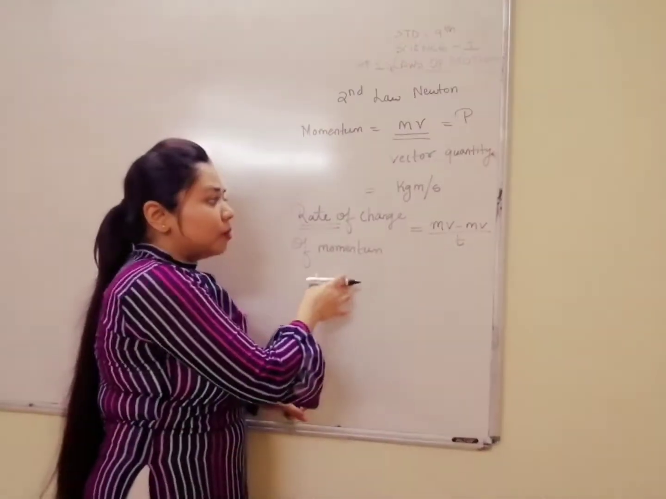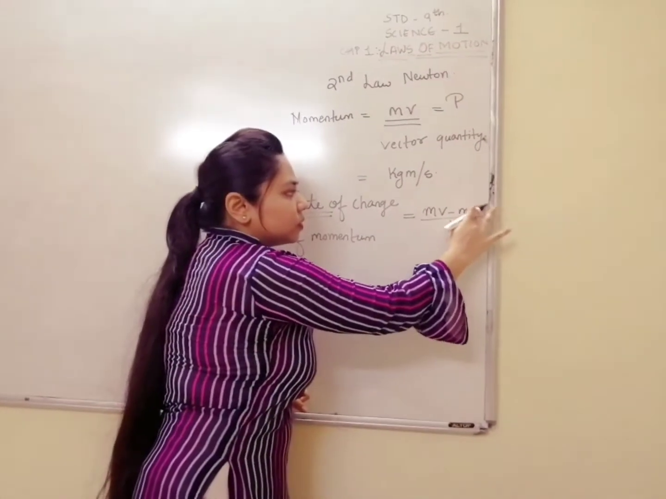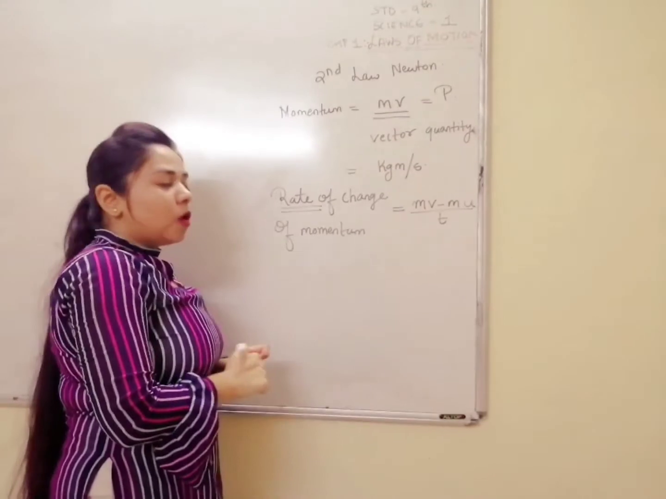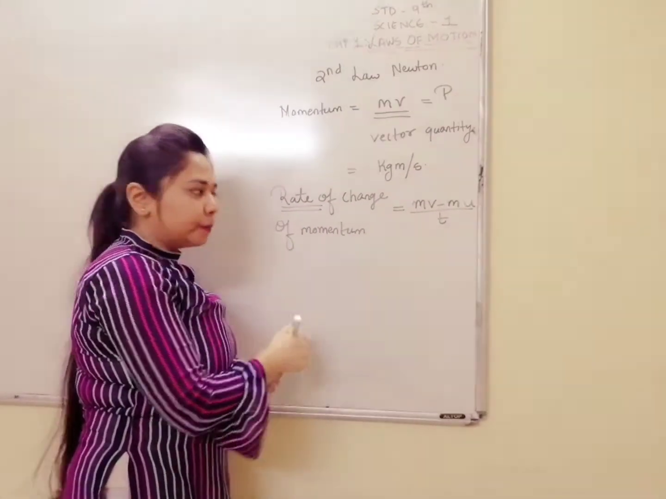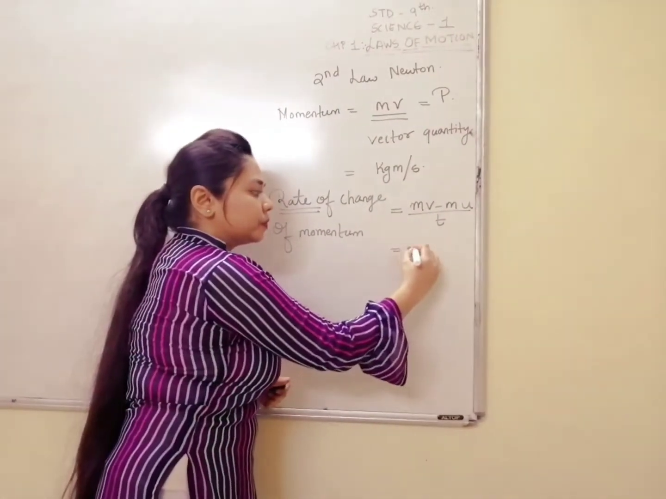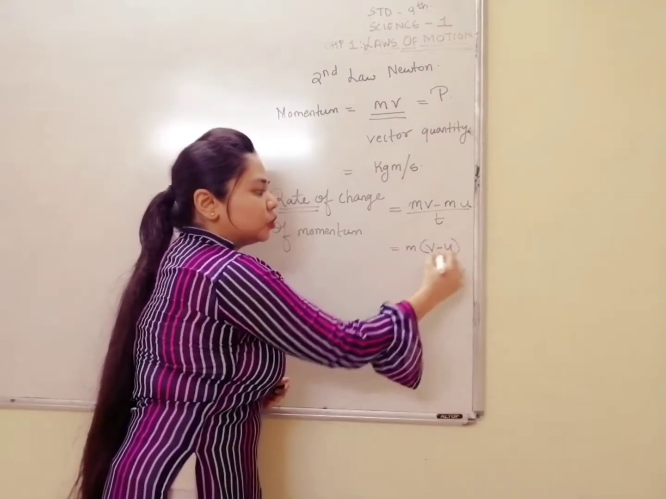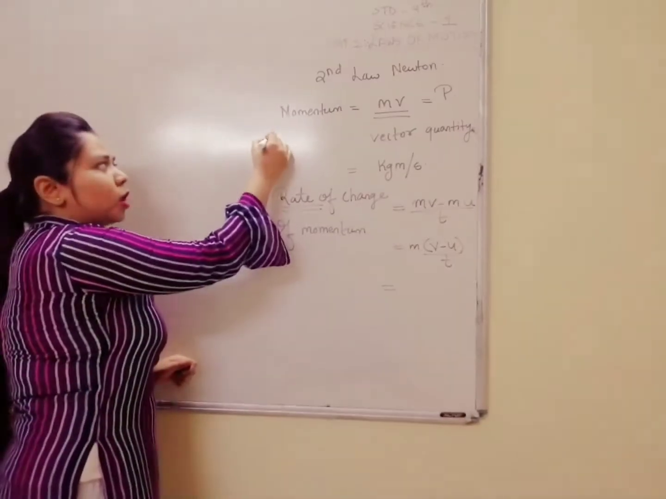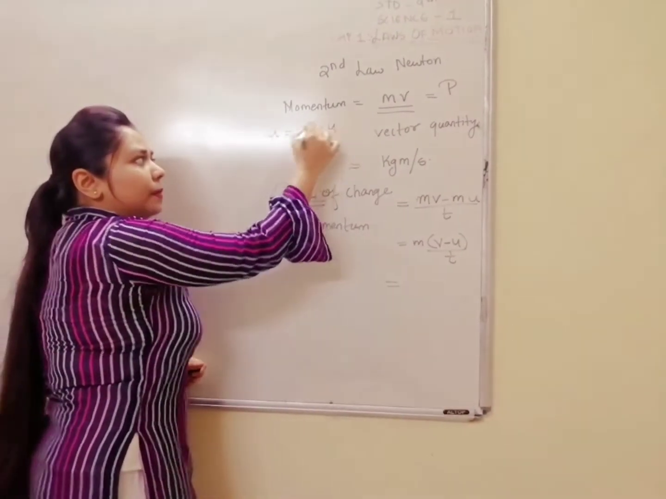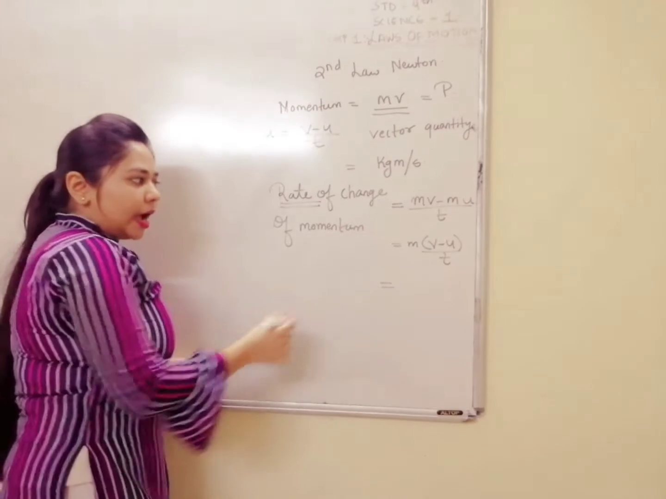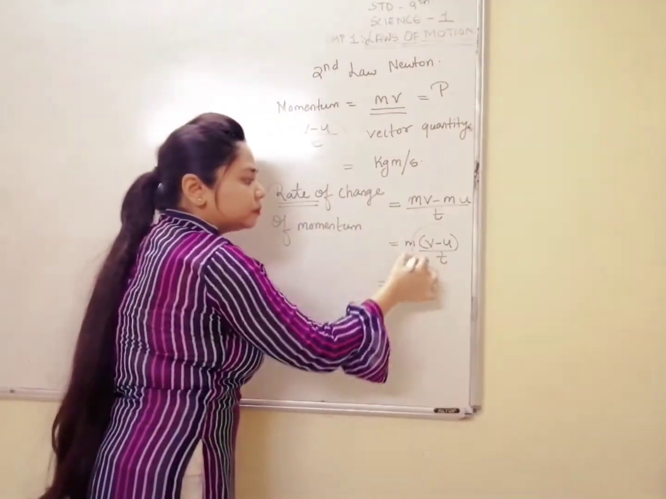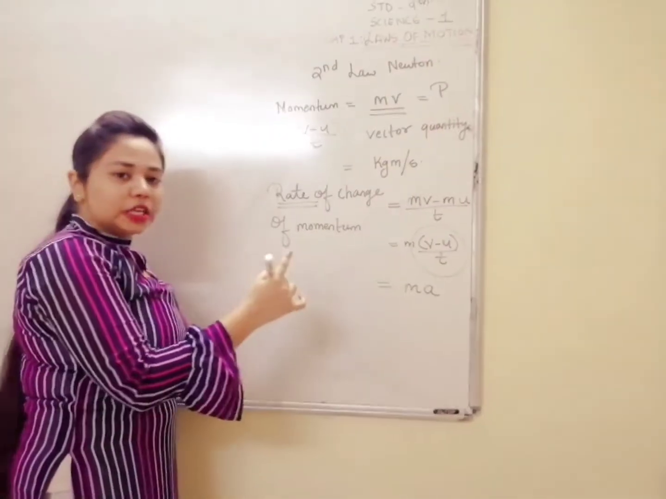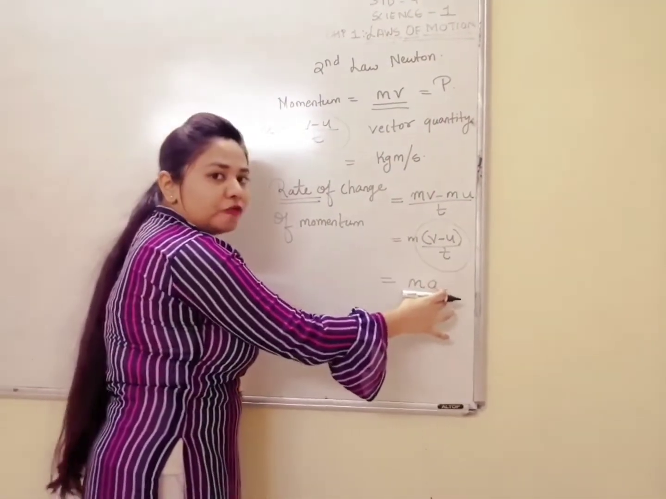So what is the formula now? mv minus mu upon t represents the rate of change of momentum. Let us take m common here. So it becomes m into (v minus u) upon t. Now do you remember the formula of acceleration? What was it? a is equal to v minus u upon t. And this particular thing you can see here: it becomes m into a, the rate of change of momentum.